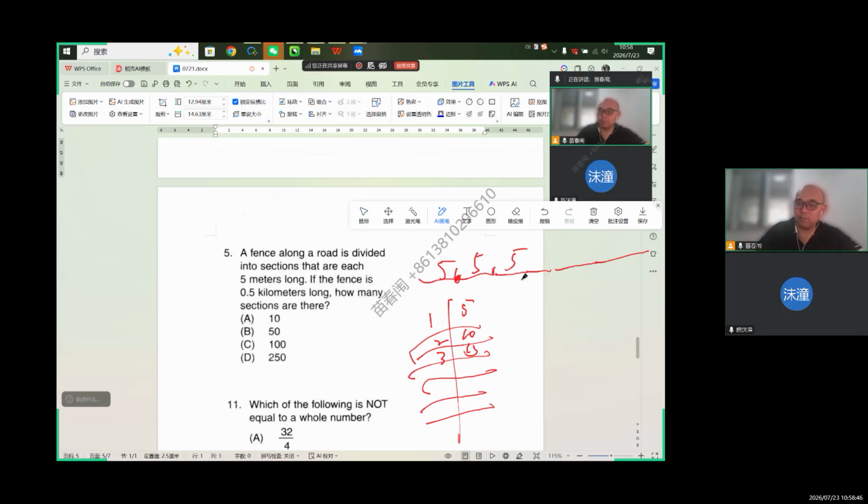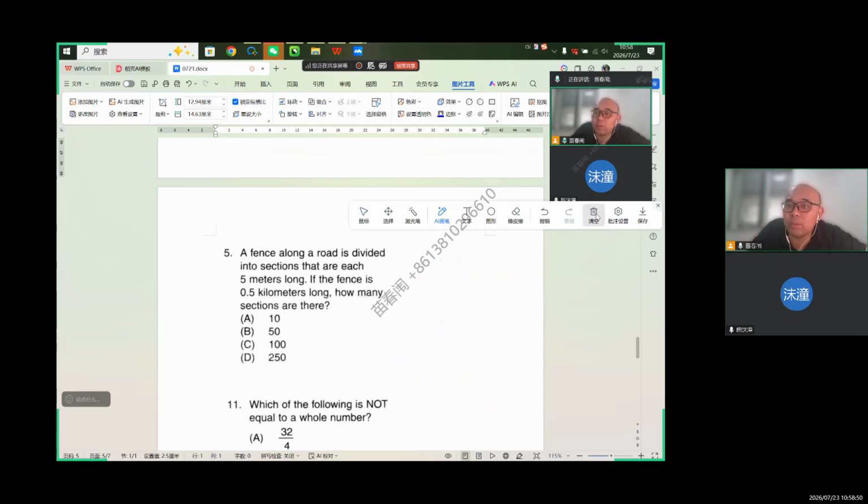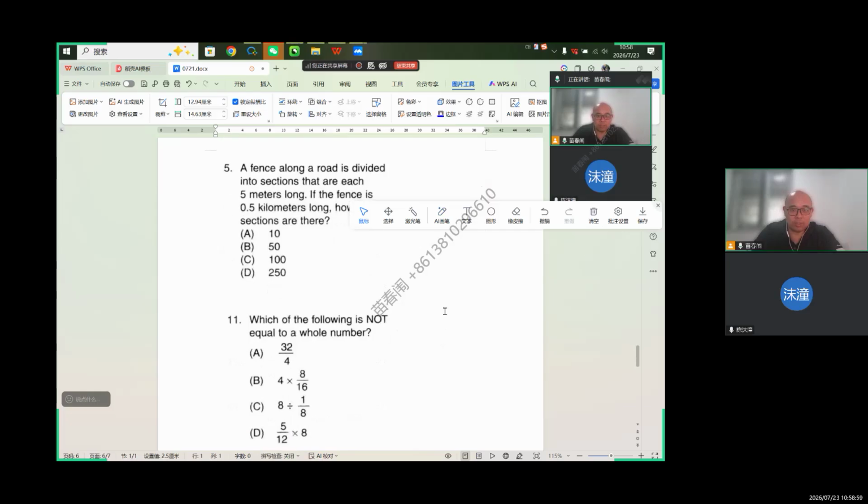Does that make sense? Of course, there's conversion of that. You know 1 kilometer is 1,000 meters, right? Yeah, sure. And you can use it. Well, of course, you can still skip it if you like. This one is really not that easy.